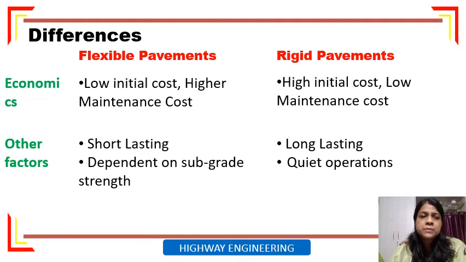Again, the flexible pavement has a very low initial cost and higher maintenance cost. That's why it is very economical in nature. In contrast, the rigid pavement has a high initial cost and low maintenance cost. That's why it is not economical in nature. But as other factors, flexible pavement is short lasting and dependent on subgrade strength, whereas rigid pavements are very long lasting and quite operational.